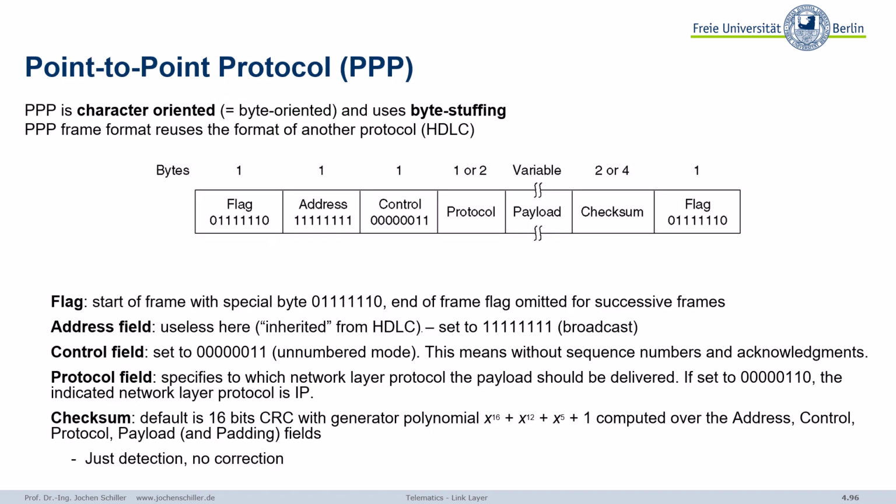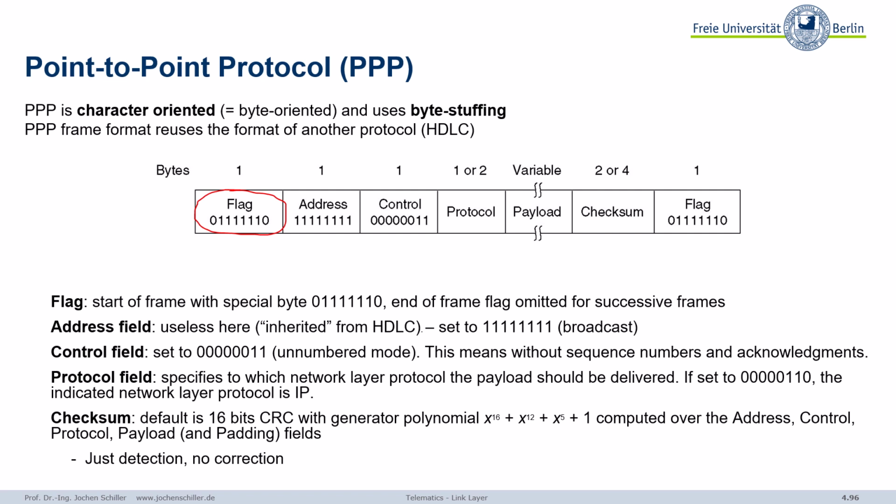Furthermore, PPP defines the format of a packet, and here we exactly find what we learned in theory about flags, for example. PPP is character-oriented and uses byte stuffing, but reuses the format we know from bit stuffing, so we have a certain byte that is a flag: 0, six times a 1, 0. We have an address field.